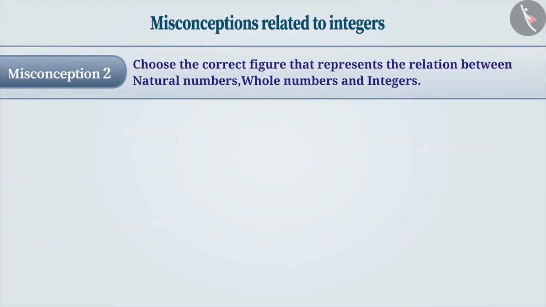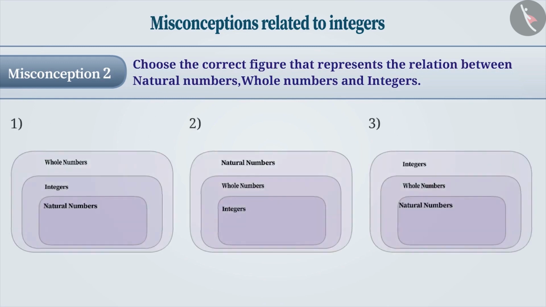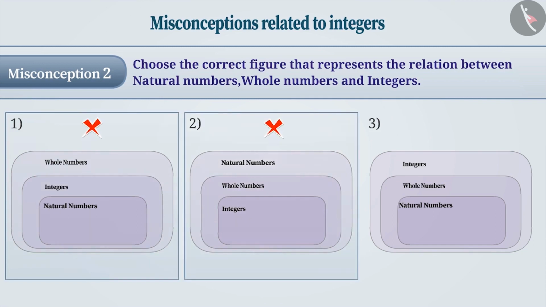Misconception 2. Which option represents the relation between natural numbers, whole numbers, and integers? Sometimes it is difficult to find the relation between these three sets of numbers. Often, options 1 and 2 are chosen, which are incorrect. The correct understanding is that natural numbers range from 1 to infinity. Whole numbers consist of all natural numbers along with 0. This means natural numbers are included in the collection of whole numbers.